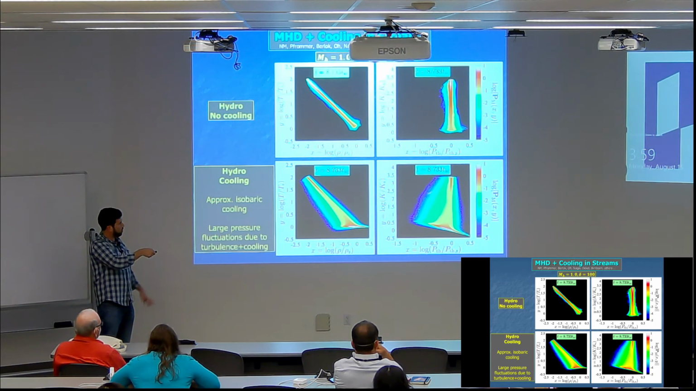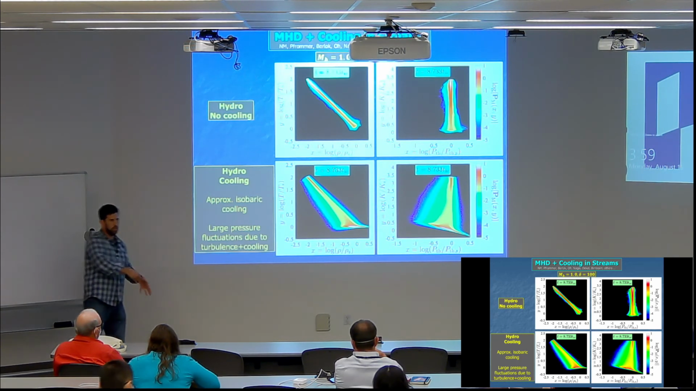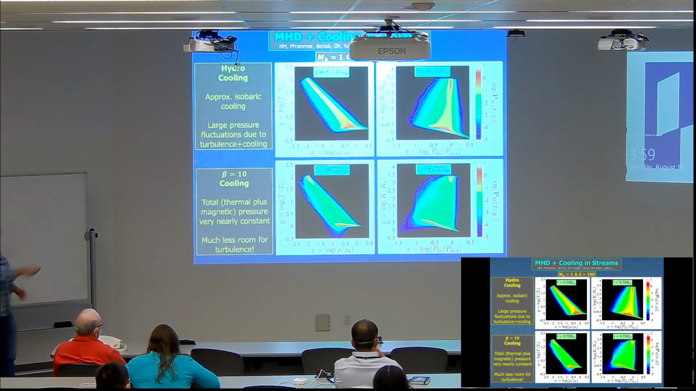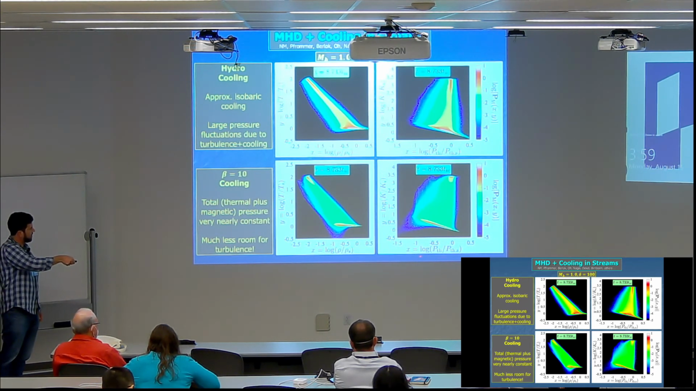This is a hydro run with cooling. The ridge line is still at pretty constant pressure, but you have a large spread in pressure due both to turbulence and cooling. That introduces a pretty large spread in thermal pressure. Now, I've just moved that panel up here, and here I'm showing you the same space, but for plasma beta equals 10. Here the x-axis is thermal pressure. Now you'll note, again, a pretty large spread.